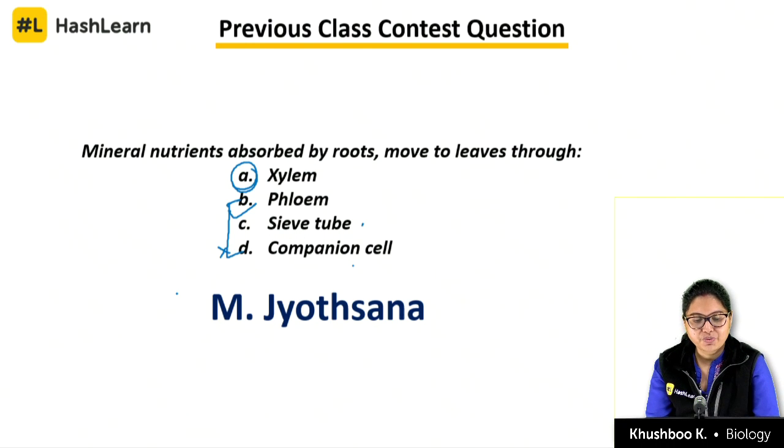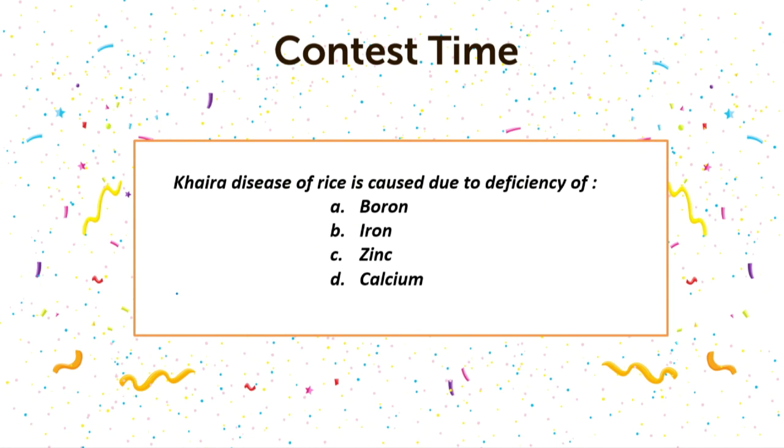So now on your screen will come today's contest question. Here it comes. Thyroid disease of rice is caused due to deficiency of A, boron, B, iron, C, zinc, D, calcium. This is something I have discussed in my last class.